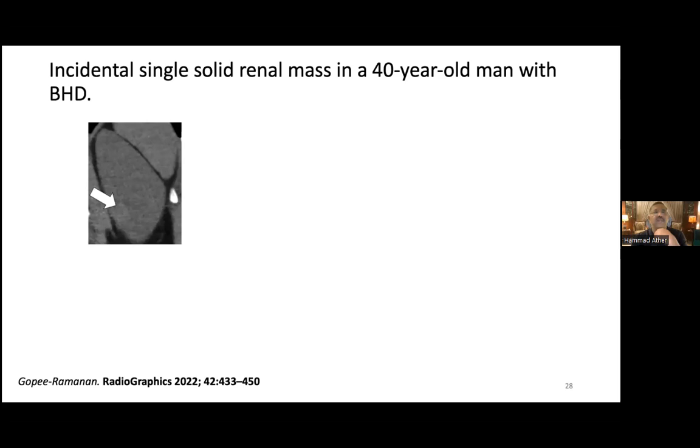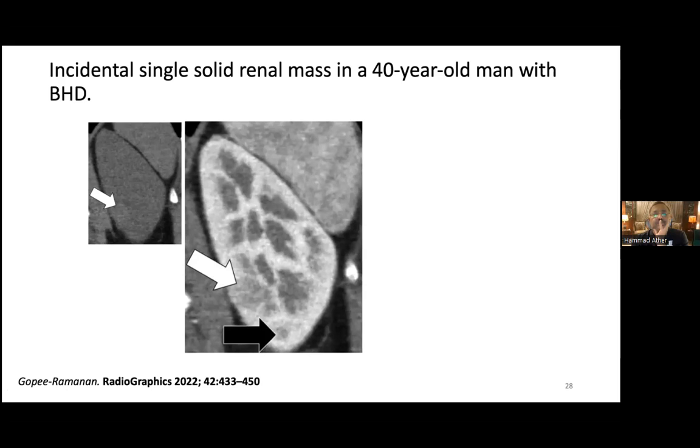Now, this is an interesting case. An incidental single renal mass lesion was identified in a 40-year-old male who is known to have Birt-Hogg-Dubé syndrome. Now, if you look at this MRI scan, which is unenhanced, the arrow is pointing to a lesion here, which is really not very obvious or not very clear. If you look at the contrast enhanced nephrographic phase, you can now see this lesion to be hypo-intense on the T1-weighted image. However, you see another lesion, which is much smaller, which was not visible on the non-contrast MR scan and is now visible here.